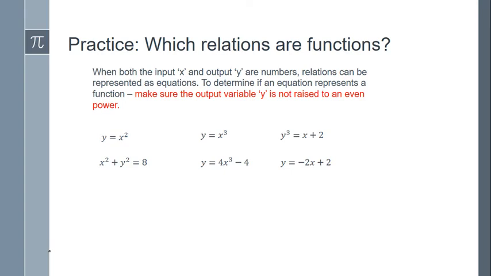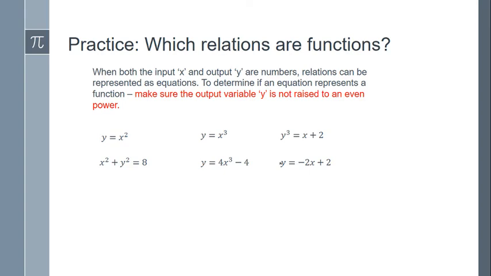There's an easy way that you can take an equation and check to see if it is a function. The way that I tell you to do that for now, which is going to work for just about everything that you see, is to make sure the output variable, usually y, is not raised to an even power, like the second power or the fourth power. It only matters on the output variable, only on the y. It can be on the x, that's okay, but not the y.